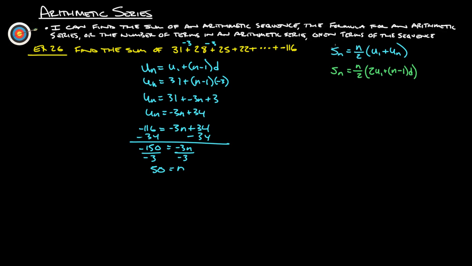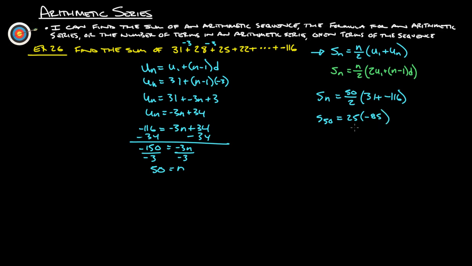Now we can plug that in and use this first formula here. So we have S of n equals n, which we now know is 50, over 2 times u sub 1, which is 31, plus the last term, which is negative 116. Okay, so we've got S of n, and really, sorry, I should be putting in 50. So the sum of the first 50 terms is going to be 25 times 31 minus 116, which is going to be, I believe, negative 85.